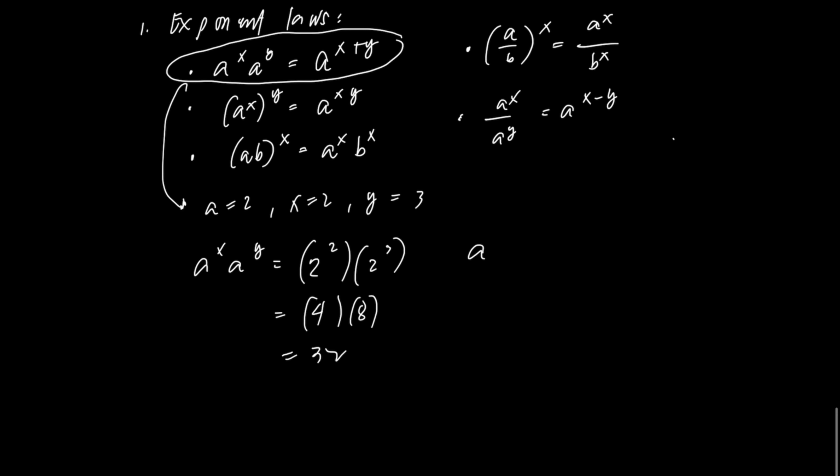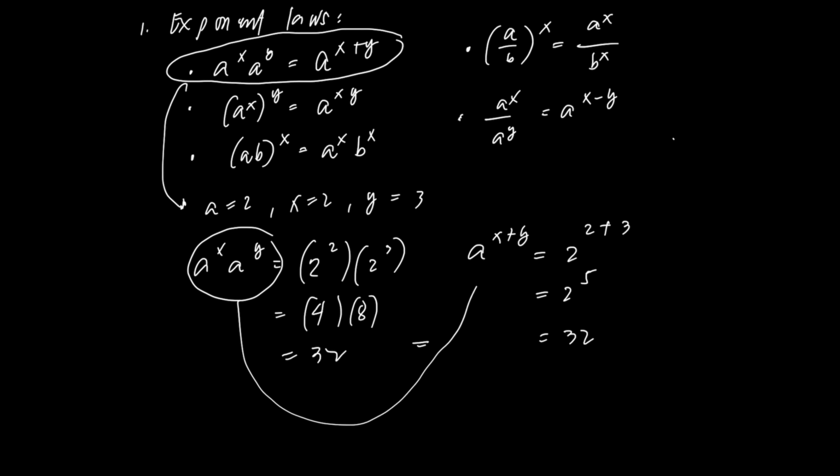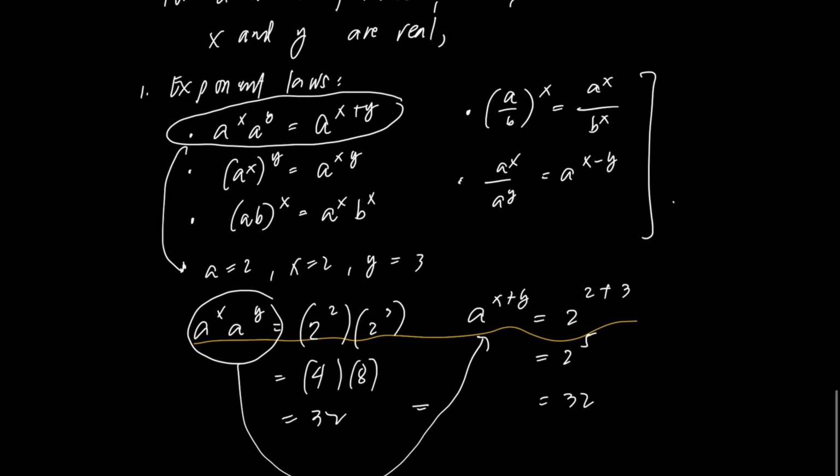Now, a to the x plus y is just 2 to the 2 plus 3, which is 2 to the 5. And 2 to the 5 is 2 times 2 is 4, times 2 is 8, times 2 is 16, times 2 is 32. So they are equal. So a to the x times a to the y is just equal to a to the x plus y. You can create the same illustration by just assuming certain values of a, x, and y.